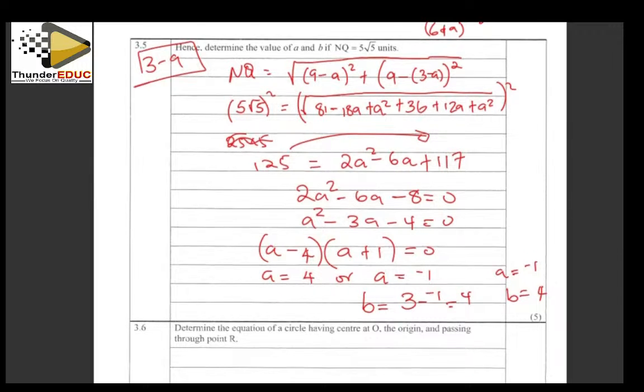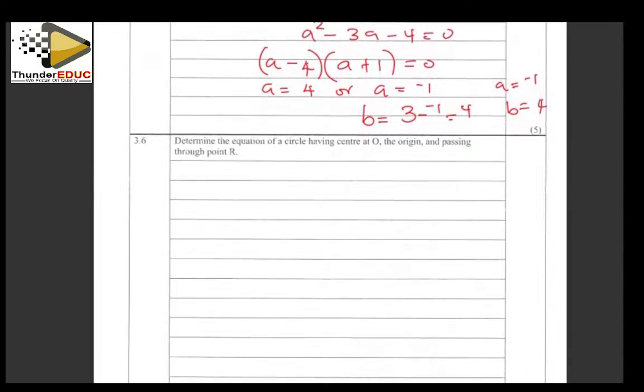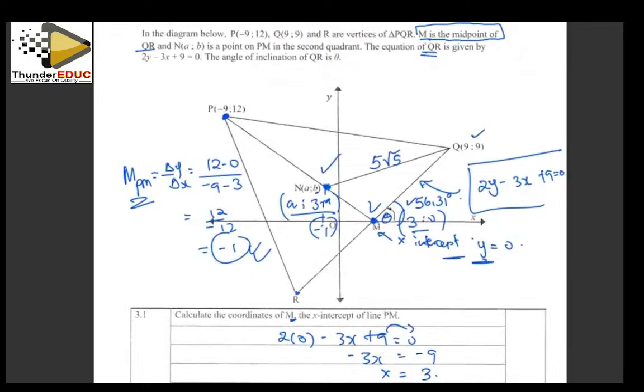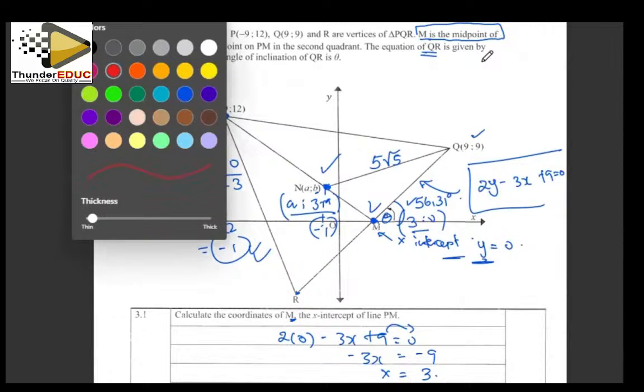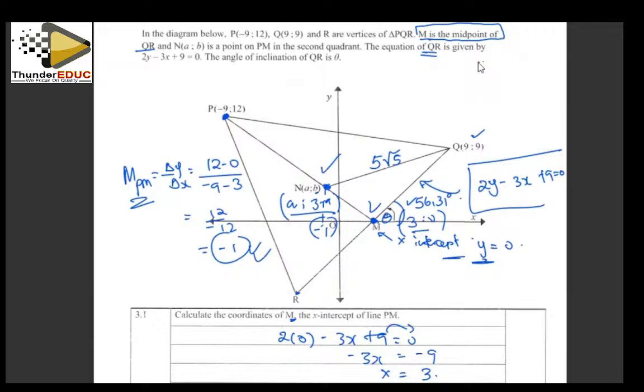3.6, they want us to get the equation of the circle that is having O as the origin. Let me use a different color. So if O is the origin, and this circle must pass through point R, that's just the imaginary circle that I have. So if we can get this distance OR, that's going to be our radius. But for us to do that, we need the coordinates of R.